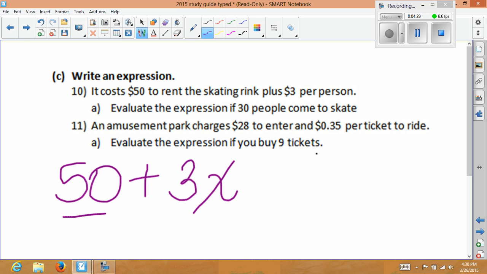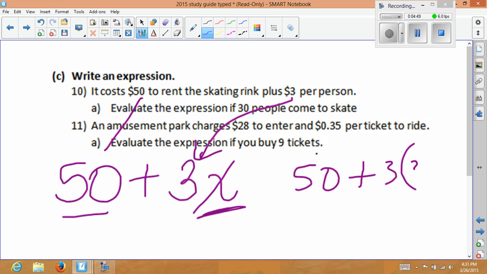You would write 50, the cost to rent the rink, and then 3x, because 3 means per person, and we're not sure how many people we're going to be inviting. So that would be the answer for 10. Then the second part says to evaluate it using the 30. So that means 30 is x. So you would have to do the math on that to figure out how much you'd be paying to rent the rink.